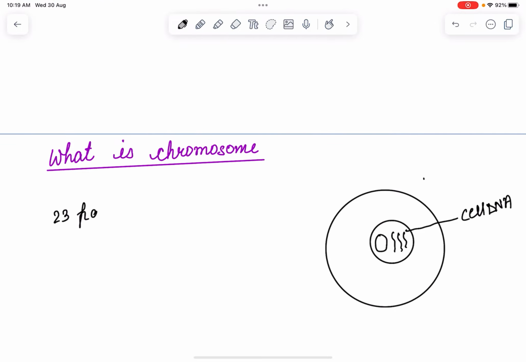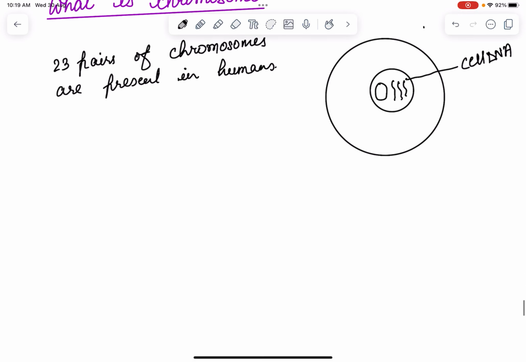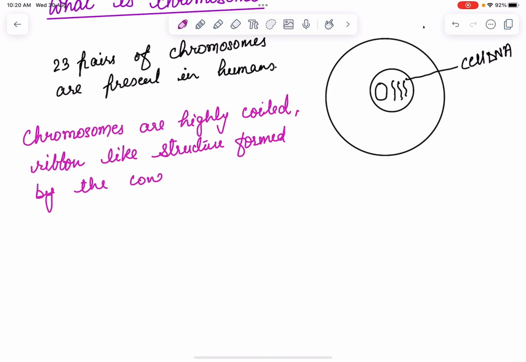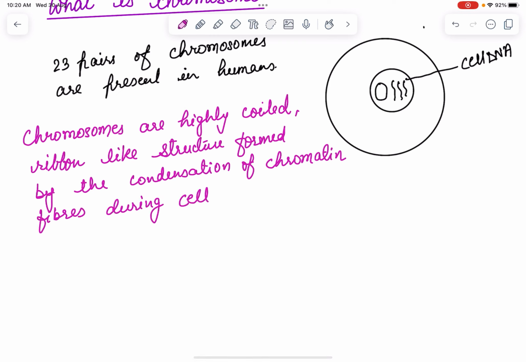23 pairs of chromosomes are present in humans. Definition: chromosomes are highly coiled ribbon-like structures formed by the condensation of chromatin fibers during cell division.